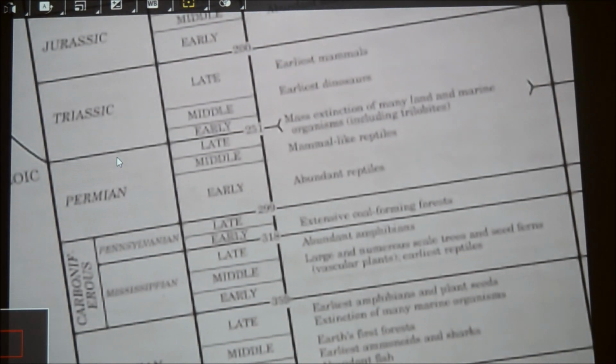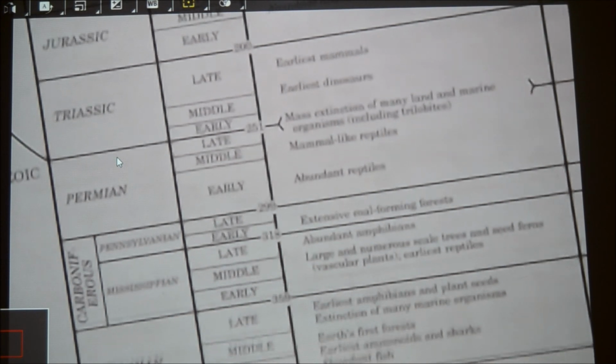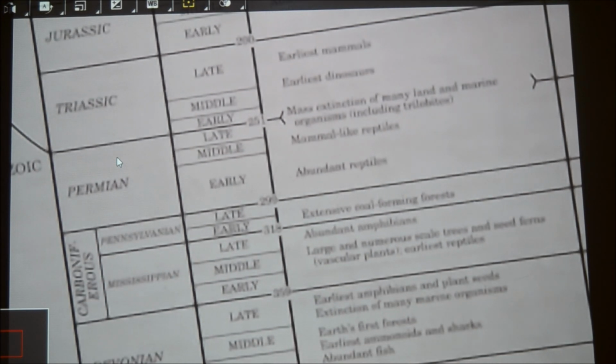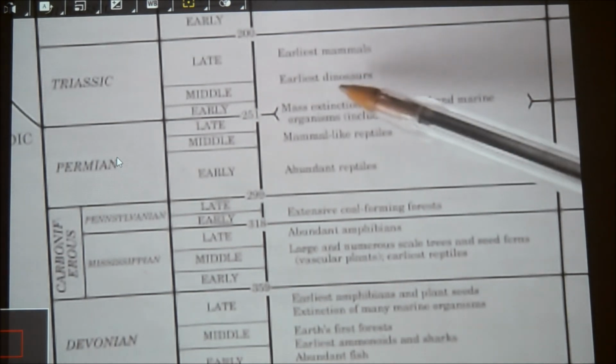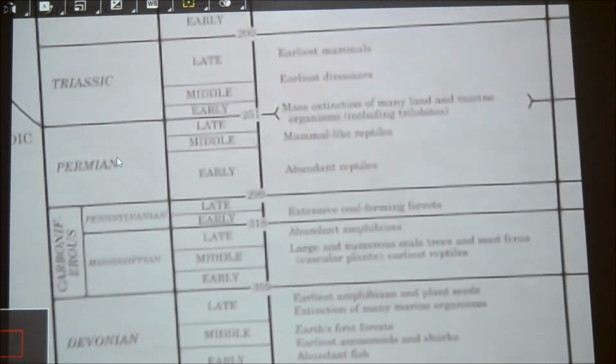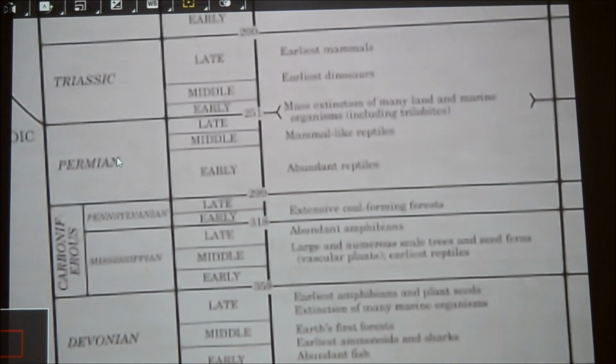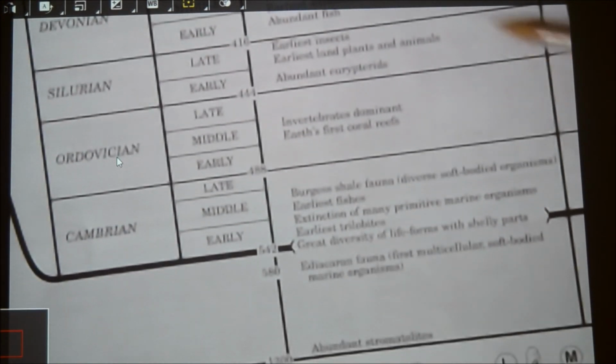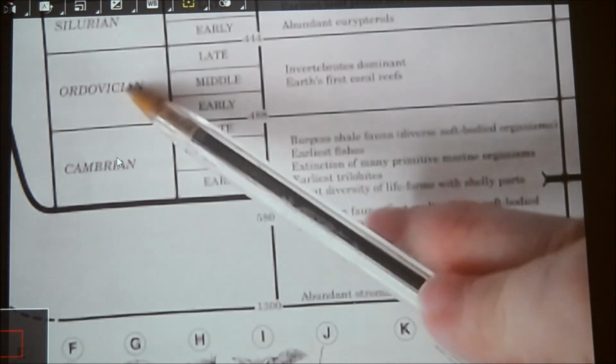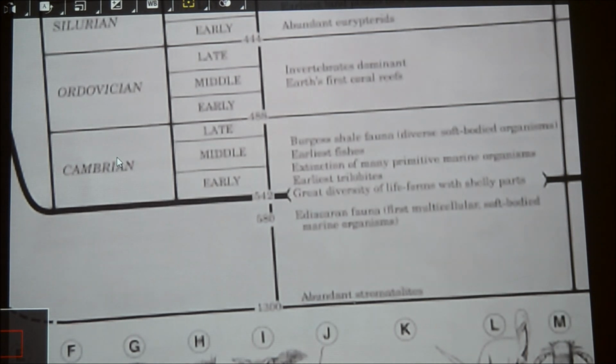What's older? Coral reefs or dinosaurs? Well, here's my earliest dinosaurs in the Triassic. How old are my first coral reefs? I read down until I find coral reefs. First coral reefs, Ordovician. So obviously, my coral reefs came before my dinosaurs. If you have questions, make sure you ask me.